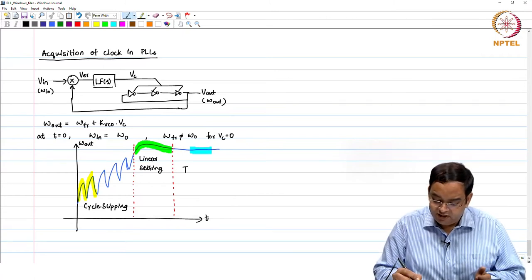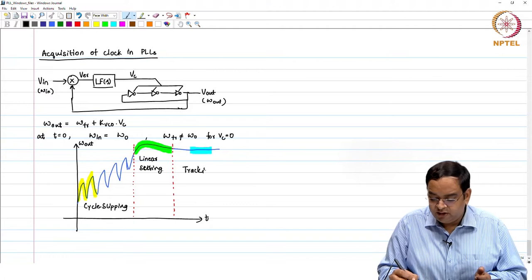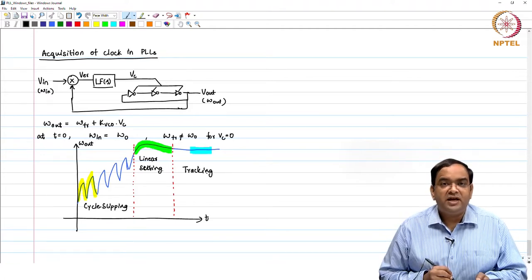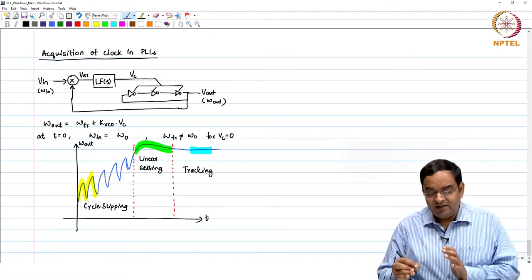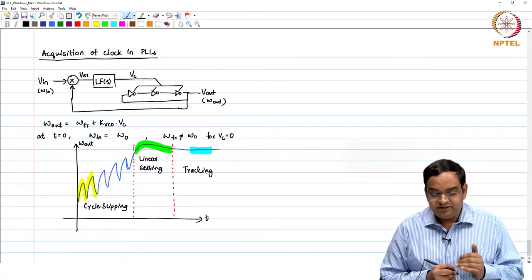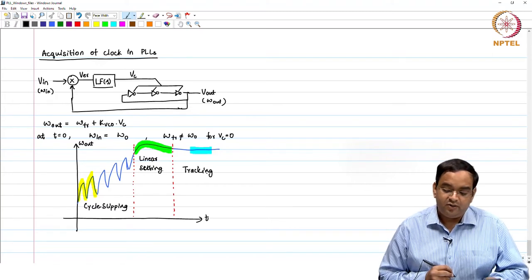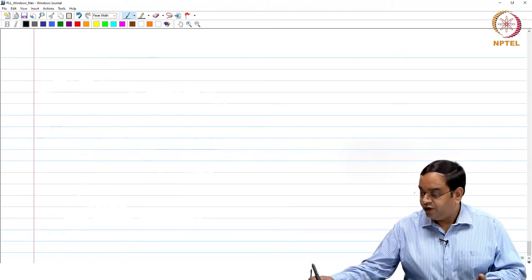So at a very broad level, this is what you have during frequency acquisition. Okay, we will understand how these things happen and what we expect when we start our PLL, from the frequency point of view.